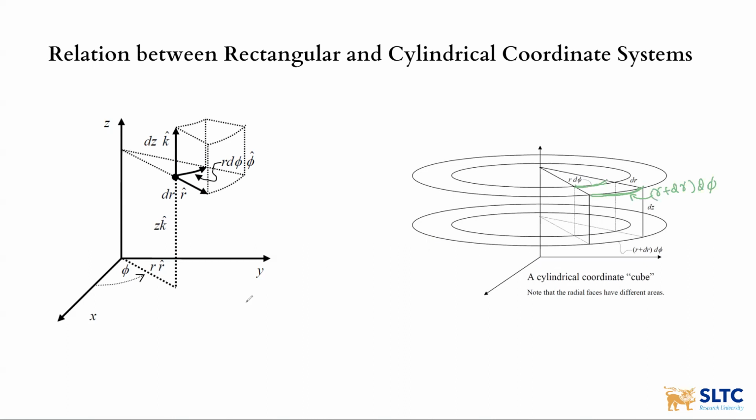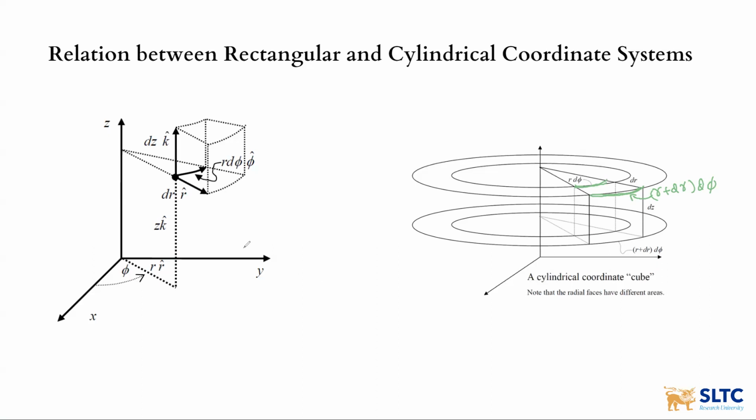So R is not the same in all the systems. Yes, it's a very good question. R in the cylindrical coordinate system is different from the R in the spherical coordinate system. We will get into that in the next coordinate system, right?